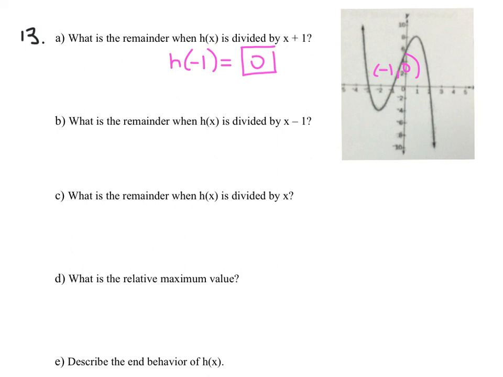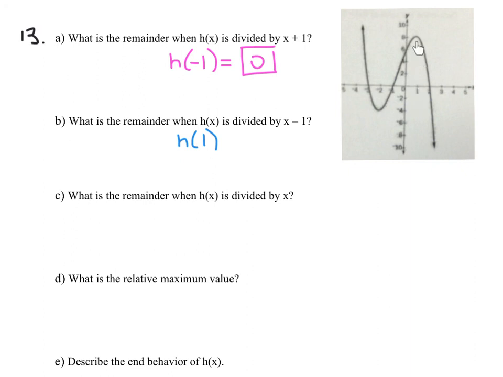All right, in part B, we're dividing by x minus 1. So we're going to look at when x equals positive 1. All right, we're going to find h of positive 1. All right, so I'm going to just kind of get rid of this. We're going to go over to positive 1 on the graph, which is right here, and we have to follow it all the way up here.